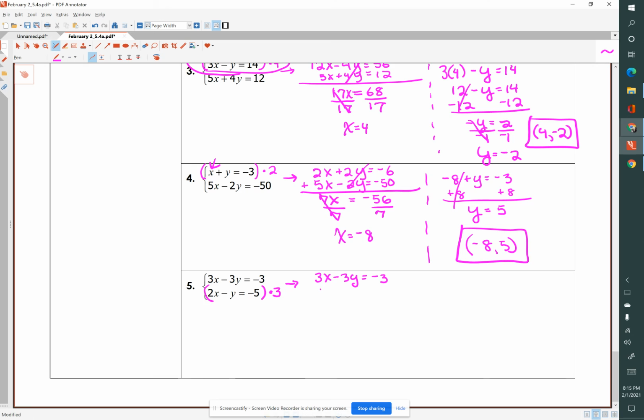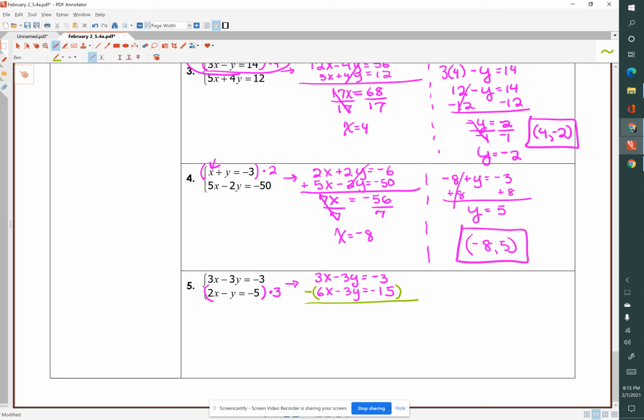Now, 2x times 3 is 6x. Negative 1 times 3 is negative 3, and that's our y value. Negative 5 times 3 is negative 15. Now, this is one of those places where you need to be very careful. We're going to subtract in order to cancel out the 3y, the negative 3y.